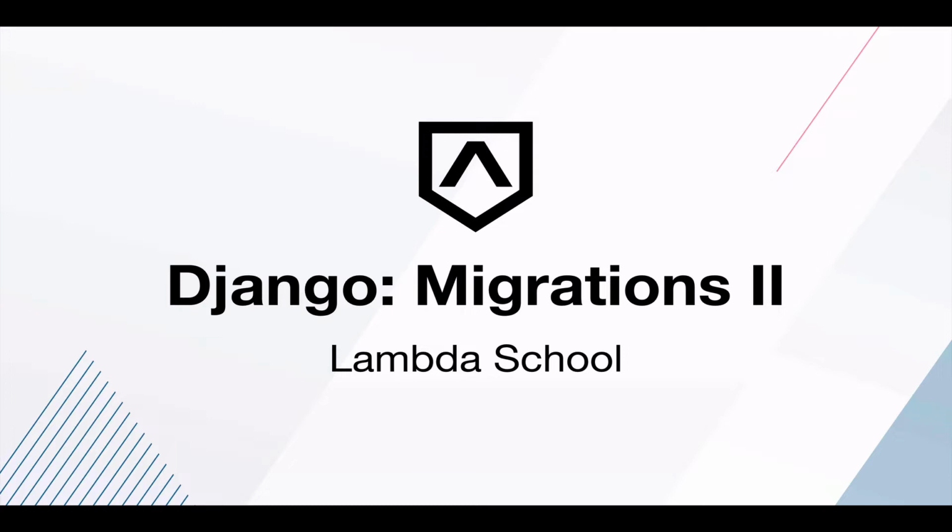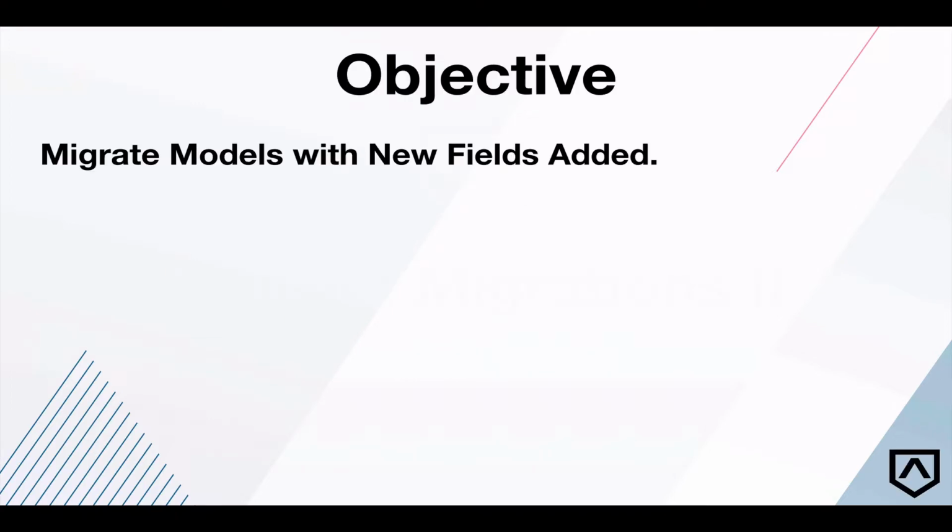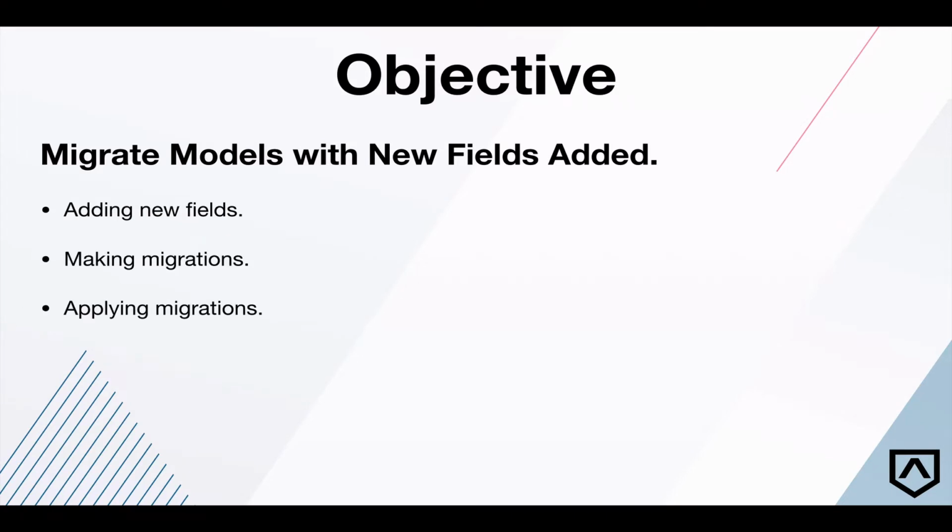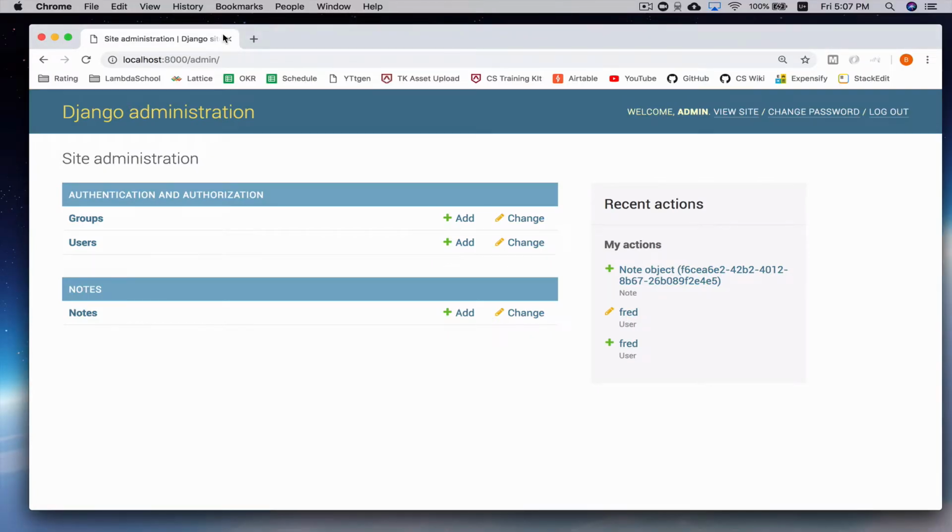So we're going to take our existing model and we're going to add some new fields to it. And because we have changed the model, we'll need to make a new migration and run that migration. Anytime the model changes, a new migration has to be made. So we're going to add some new fields, we're going to make migrations, and we're going to apply those migrations and see how that works.